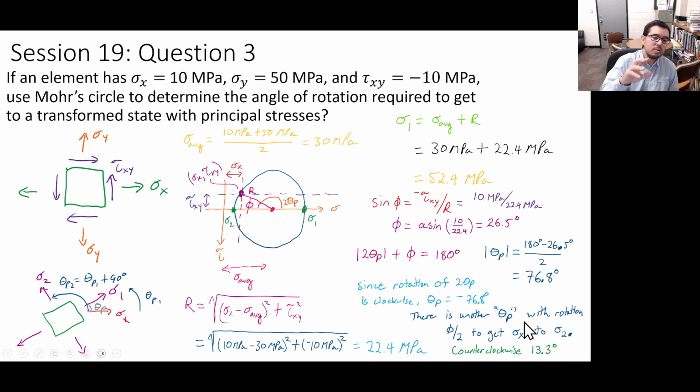So there are two. Sometimes it depends on how the question's worded. If we want the magnitude to be less than 45 degrees, well then this counterclockwise 13.3 degrees would satisfy that. Obviously, this other one is greater than 45 degrees. But both are essentially describing principal stresses, or a state of principal stress where you would have a sigma x prime equal to sigma 1, and then sigma y prime equal to sigma 2, or you would have a sigma x prime equal to sigma 2 and a sigma y prime equal to sigma 1.